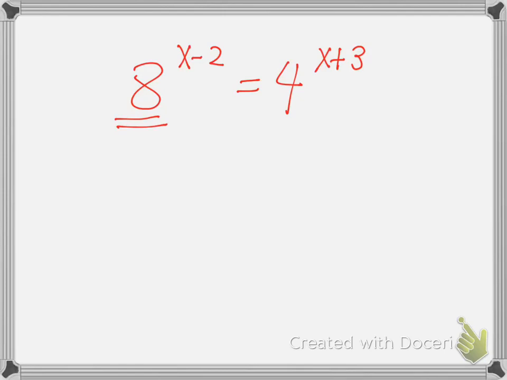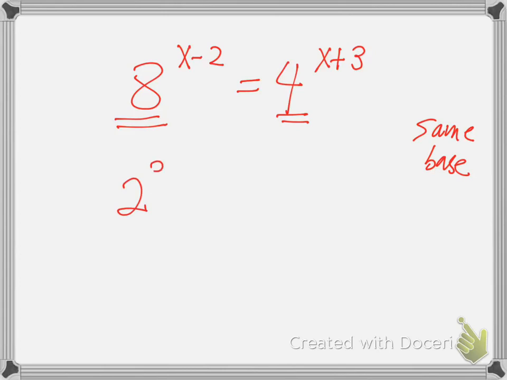Okay, other example. So 8 to the x minus 2 power is 4 to the x plus 3 power. So the problem is now we have different bases. Base 8 and base 4, they're different. So our goal is to have the same base. So how can we change 4 and 8 to the same base? We use base 2.